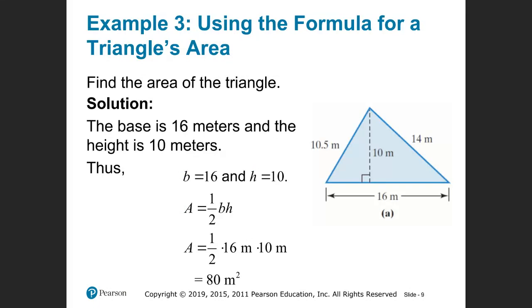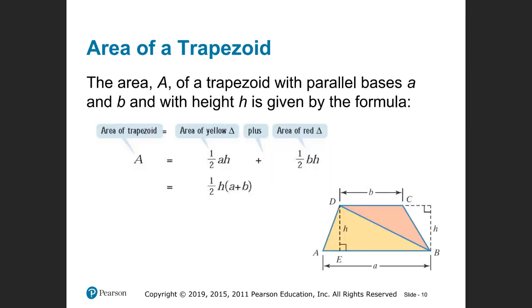So this example illustrates finding the area of a triangle. We're given that the base is 16 meters, the height is 10 meters. So we're going to substitute those values into our formula, and we get 80 square meters for the area of this particular triangle. The area, capital A, of a trapezoid with parallel bases A and B and with height h is given by this formula. A is equal to 1/2 A, which is one of the parallel bases, times the height, plus 1/2 B, the other parallel base, times the height. And this can be combined into 1/2 h times the sum of A and B.